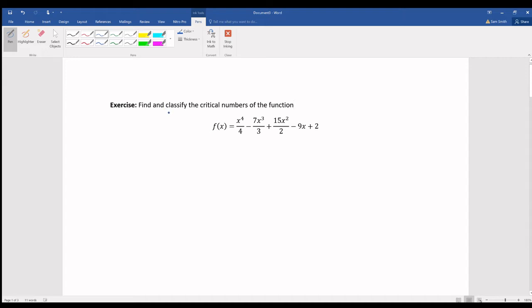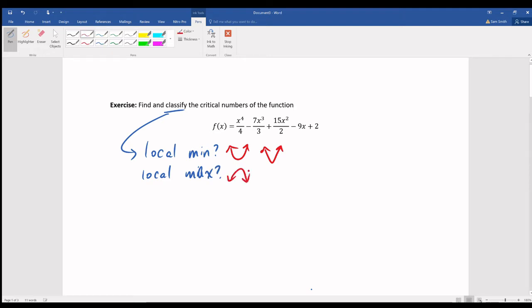Now, for the record, when someone says classify a critical number, they mean tell me whether that critical number corresponds to a local minimum of the function, resembling something like a parabola opening up, or maybe an absolute value opening up at that location. Does it correspond to a local maximum, where the graph resembles a parabola opening down, or an absolute value function opening down? Or perhaps is neither of those the case?